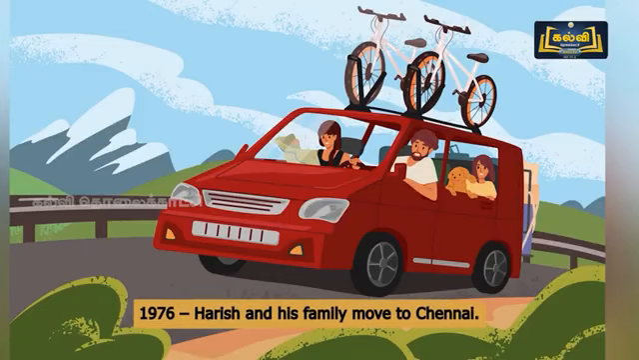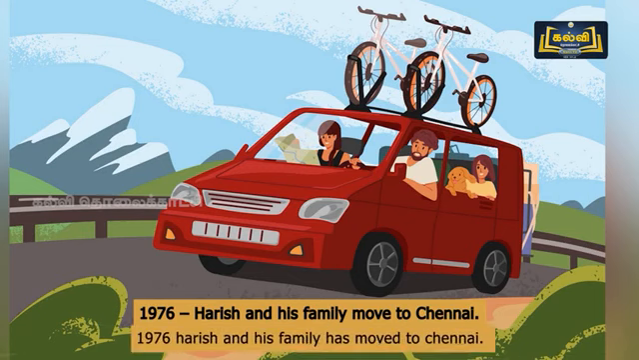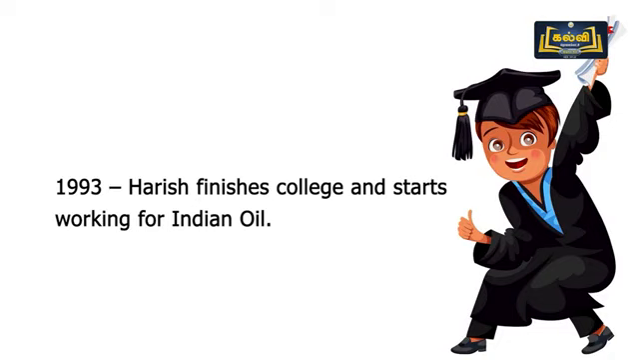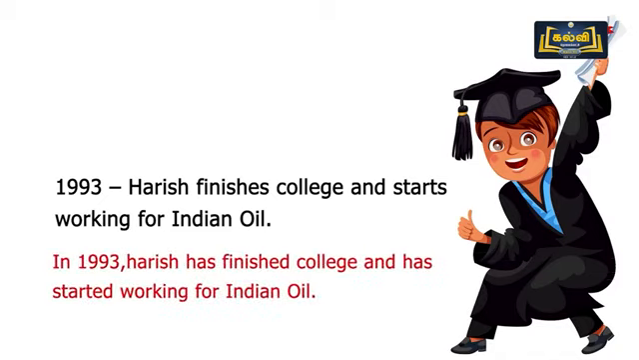1976, Harish and his family moved to Chennai. When you change into present perfect tense: 1976, Harish and his family have moved to Chennai. 1993, Harish finishes college and starts working for Indian Oil. Here again, when you change: in 1993, Harish has finished college and has started working for Indian Oil.